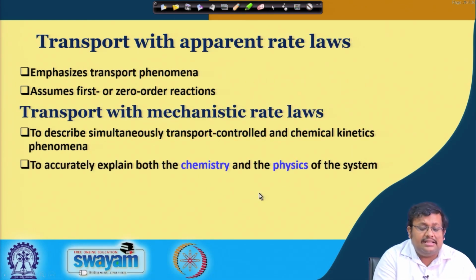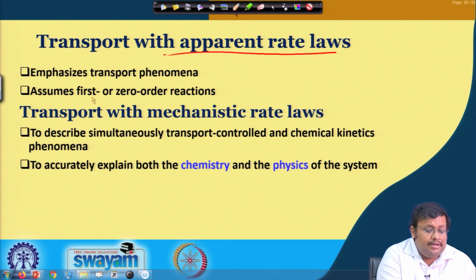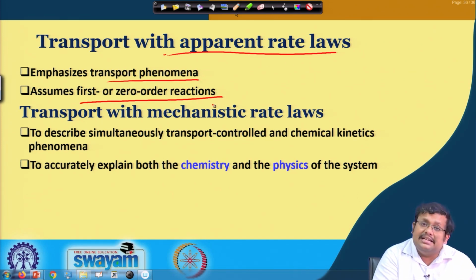The third rate law is called transport with apparent rate laws. So, transport with apparent rate laws is basically focused on or emphasizes transport phenomena, and it basically assumes a first or say zero order reaction.